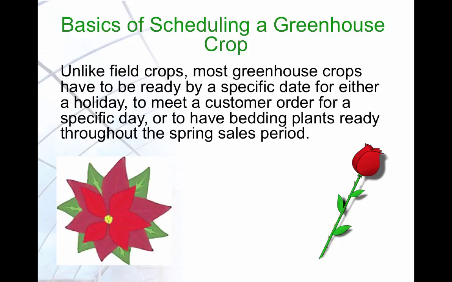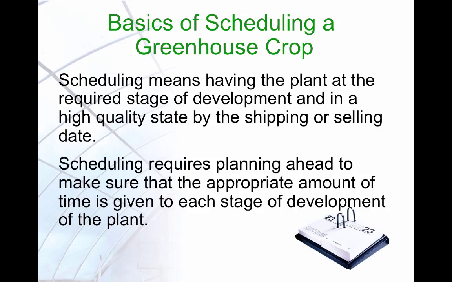Most greenhouse crops, especially ornamentals, have to be ready to meet a specific demand such as a holiday or a customer order, or to have material ready daily over an extended period such as for spring bedding plant sales. The plants have to be at a desired stage of development and in a high-quality state by the shipping or selling date. Planning ahead is an essential part of scheduling to make sure that you give the appropriate amount of time to each stage of development of the plant.